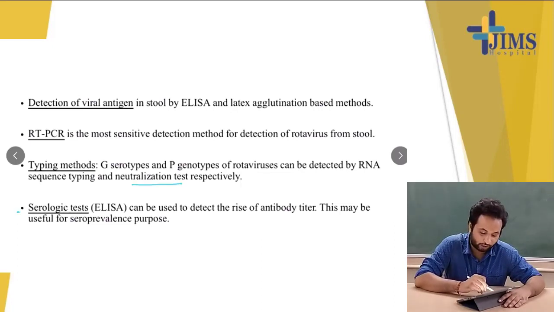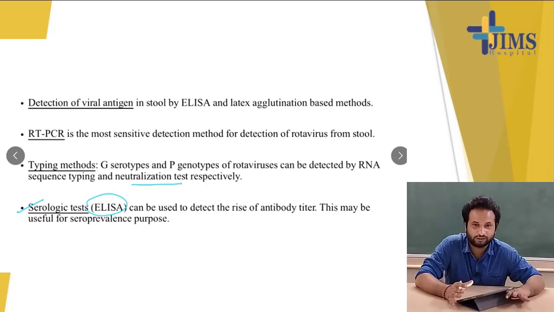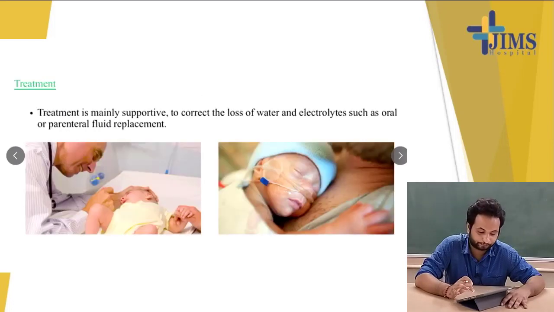And then other serotypic tests like ELISA can be used to detect the rise of antibody titers, which is essential to get the seroprevalence of a community. Seroprevalence of rotavirus in a community can be detected by doing ELISA and detecting the rise in antibody titer.